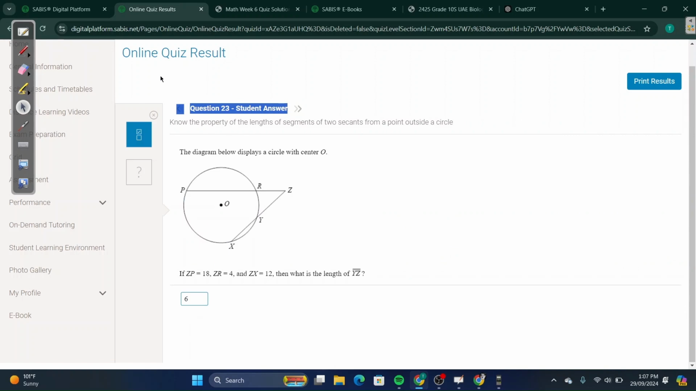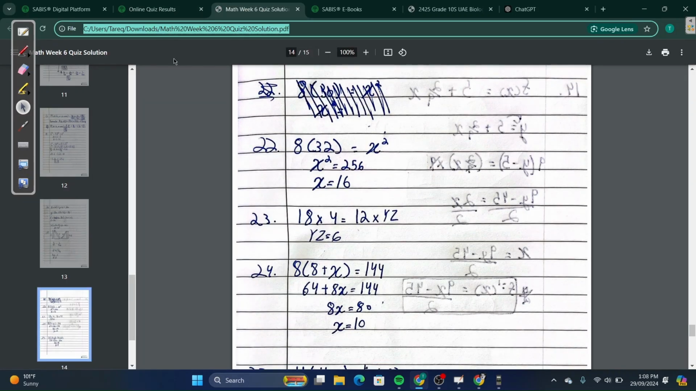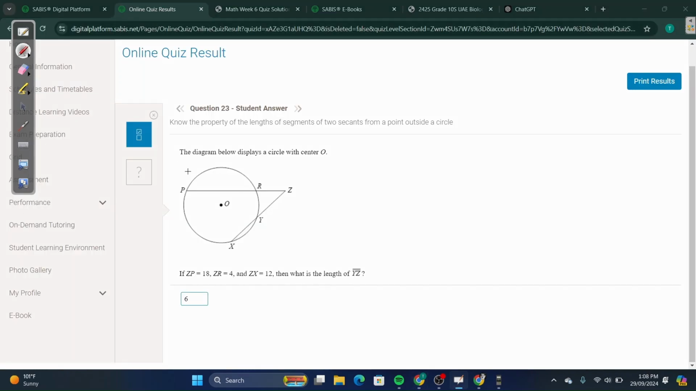Also a similar property. So let me go here. Let's say ZP is 18. ZR is 4. ZX is 12. They want this, we'll call it X. Okay. Similar property. 4 multiplied by the whole thing, multiplied by the whole thing, which is PZ, or ZP, is equal to 18.